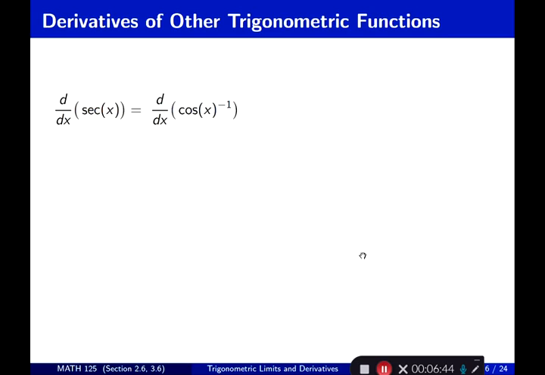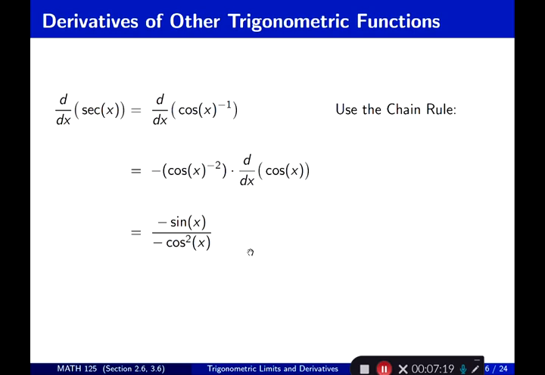Now let's show that the derivative of secant of x is secant of x tangent of x. So here, what is secant of x? That's cosine of x to the power negative 1. The generalized power rule gives me negative 1 times, that's a chain rule, right? Negative 1 times cosine of x to the power negative 2, that is u to the power negative 2, times the derivative of u. And that would be the derivative of cosine of x.